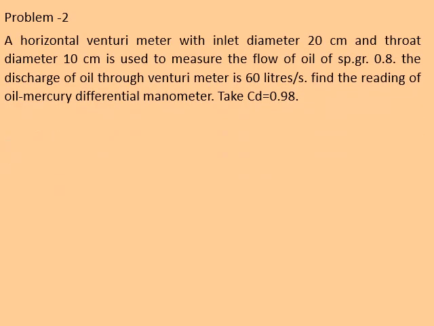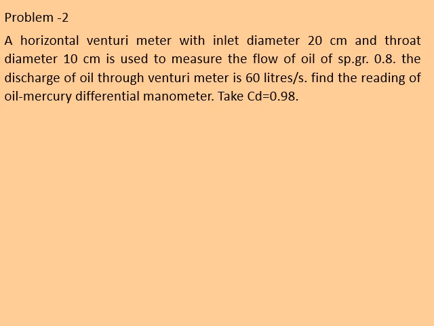The numerical number 2: a horizontal venturimeter with inlet diameter 20 cm and throat diameter 10 cm is used to measure the flow of oil of specific gravity 0.8. The discharge of oil through the venturimeter is 60 liters per second. Find the reading of the oil mercury differential manometer. Take CD is equal to 0.98.